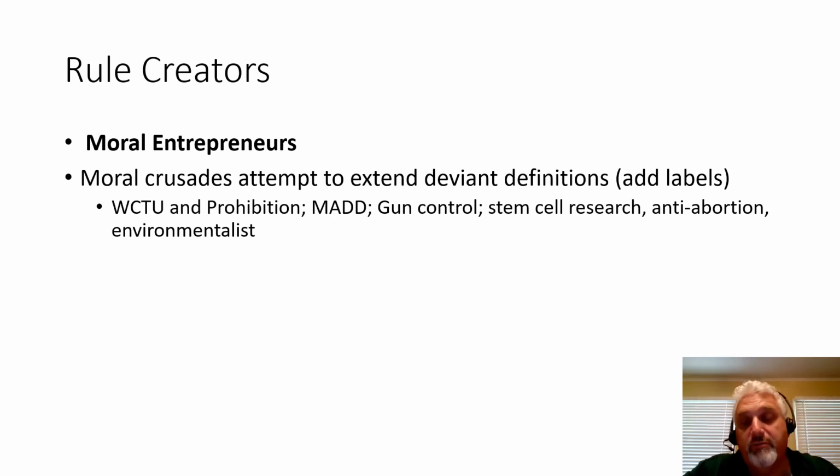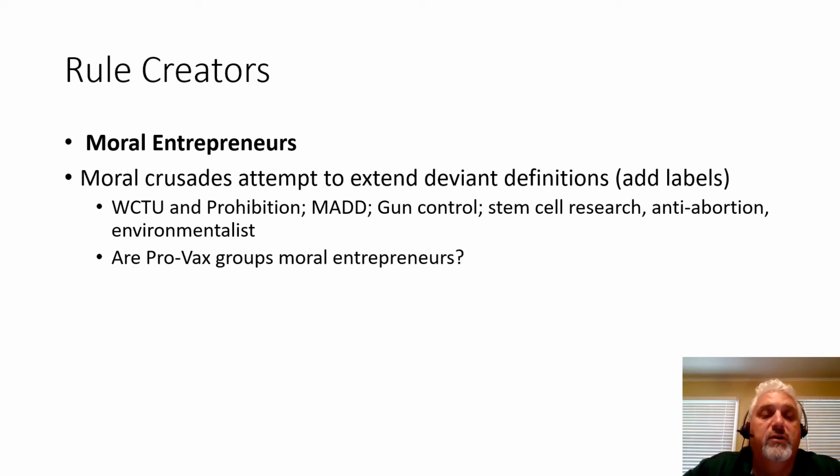And there was no grandfather clause. If you were 19 when the drinking age was raised, you were not allowed to drink. Gun control is a moral crusade. Those people who are trying to extend the act of deviance to people who own guns. There are moral crusades in terms of stem cell research, the anti-abortion movement, the environmentalist movement. These are all examples on the left and the right of moral crusades.